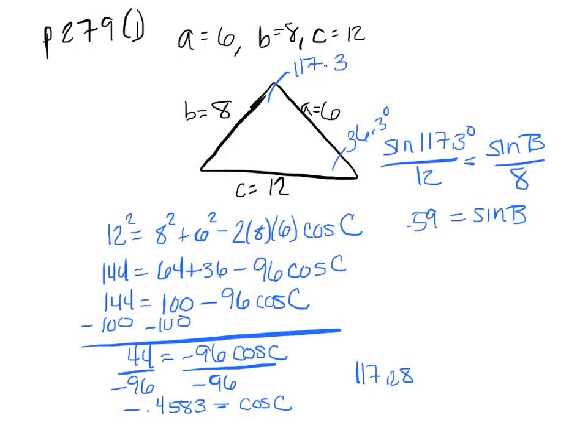And then we can start taking things away from 180. So minus 117.3, and then minus 36.3, and I get over here 26.4 degrees.